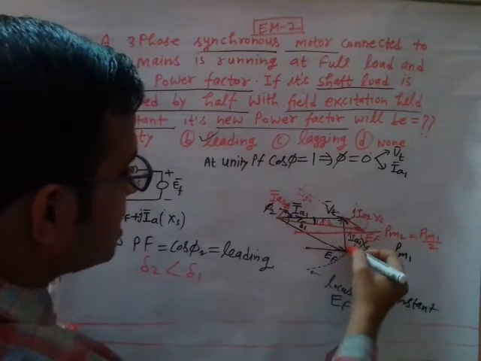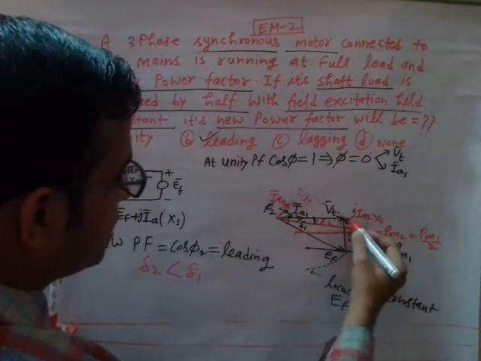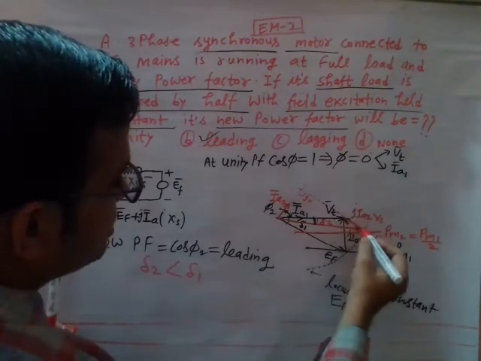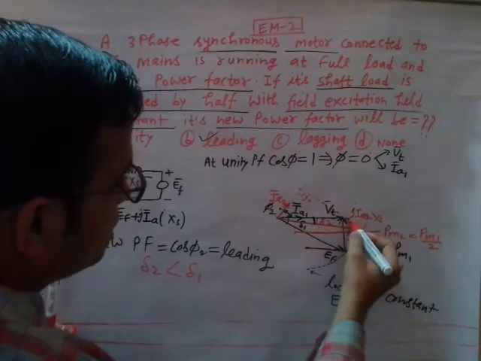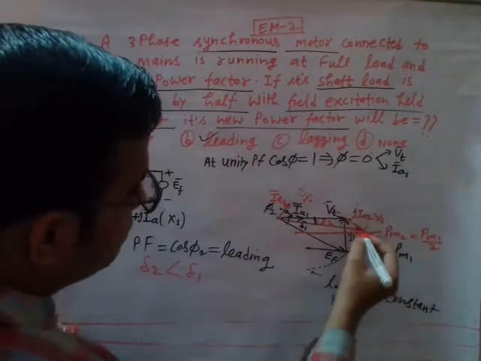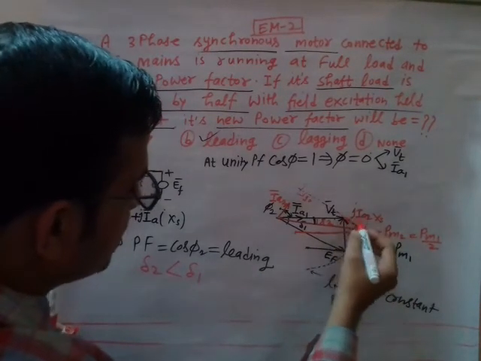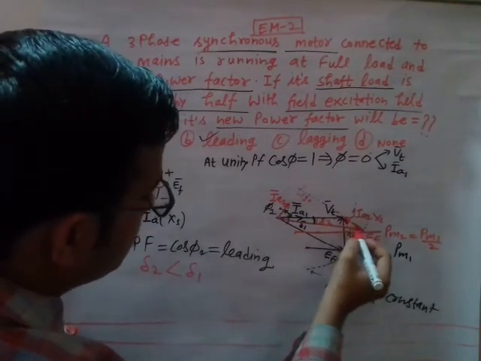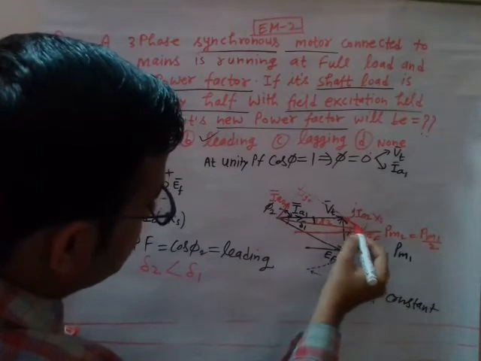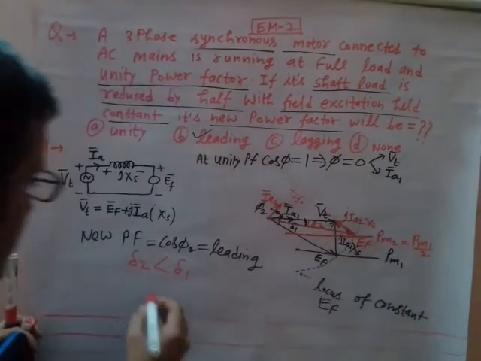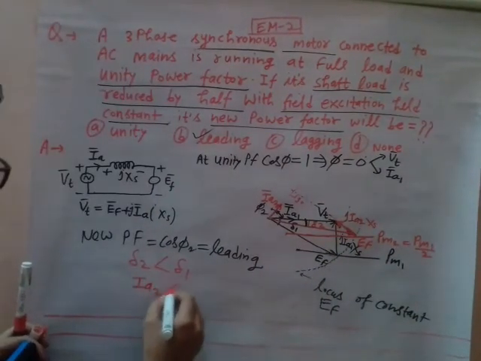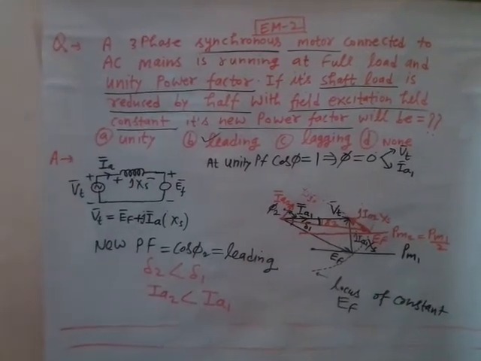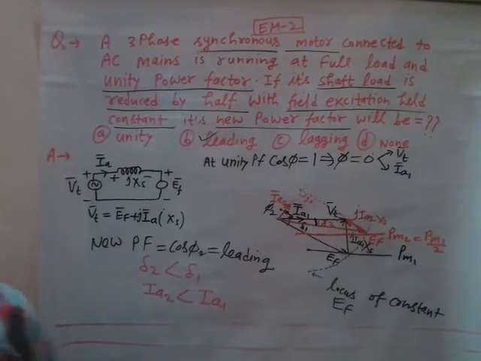So previously the armature current was this much, but now when the mechanical load has been reduced to half, the armature current would be this much only. Definitely it would be reduced. It would be shown by the length of this new phasor, right? Isn't it? So this would be the new phasor, the new armature current. So definitely it would be less. IA2 is less than IA1, right?